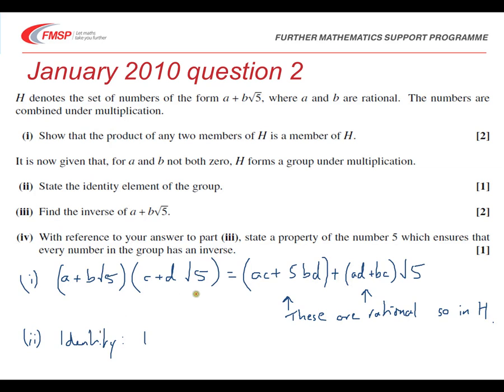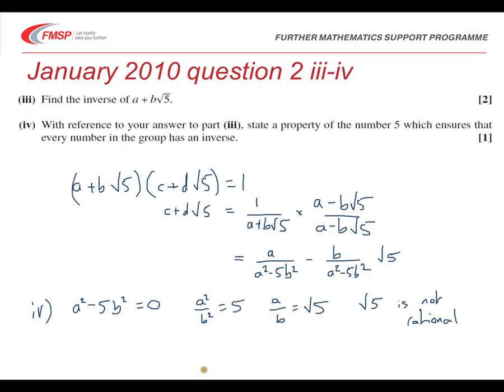On the first part here, there's a method mark for multiplying out, and then an accuracy mark for getting an answer that clearly shows that they are rational. Part 2, a straightforward statement mark, B1.